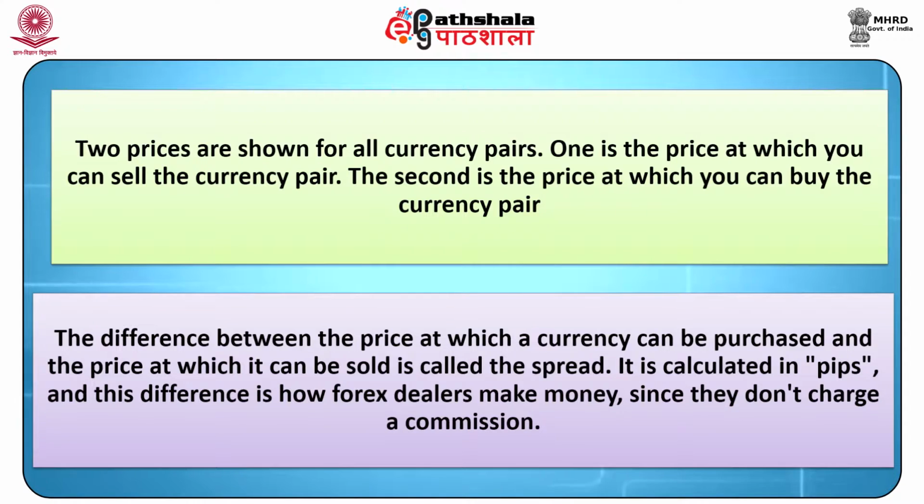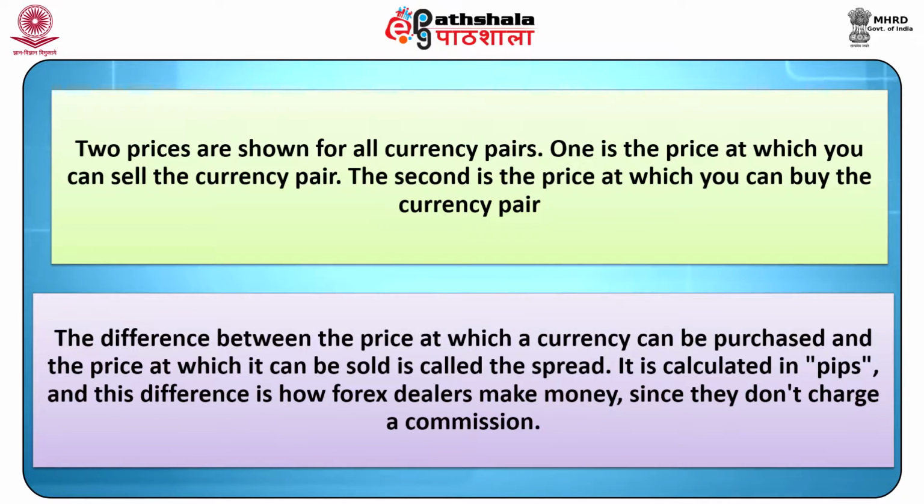Two prices are shown for all currency pairs. One is the price at which you can sell the currency pair. The second is the price at which you can buy the currency pair. The difference between the price at which a currency can be purchased and the price at which it can be sold is called the spread.